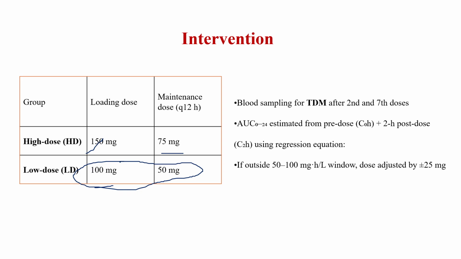Many times we use 20 lakh loading followed by 10 lakh BD based on the patient's weight. So we go for approximately 15,000 international units per kg per dose. But this is a little bit underdosing. At the same time, they did therapeutic drug monitoring. If the drug levels were not within the therapeutic range, they increased the dose by 25 mg or decreased the dose by 25 mg. So this is a very interesting approach.